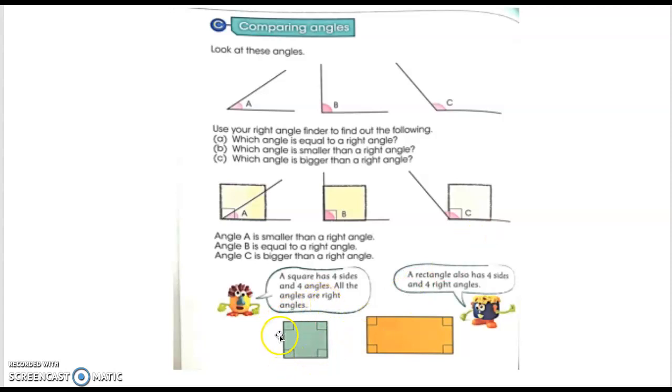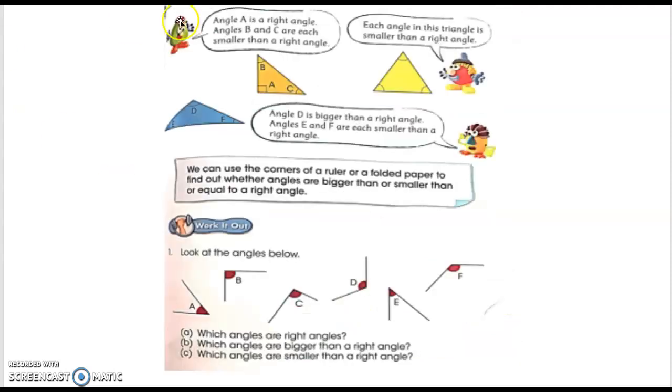Now look at this square. All four sides are equal, right? So all the corners are 90 degrees. Now look at this one. This is a rectangle. All corners are 90 degrees. Okay, so they are right angles. Now let's move on to the next page.